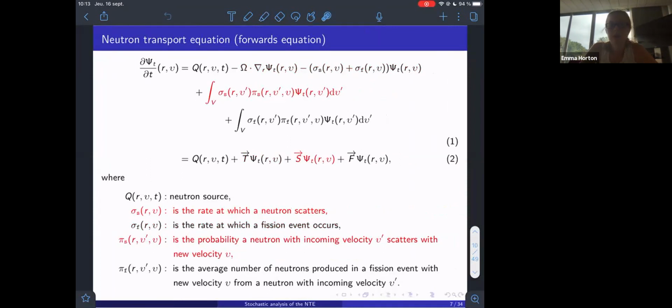And if there was a scattering event, then I'm going to look at all the possible configurations that scattering event could have come from, v prime, and integrate over this. Sigma S is, as I said, the rate at which this scattering event happened, and pi S is the probability that I've scattered from a velocity v prime into the current configuration that I'm interested in, v. So I integrate over all the possible configurations a neutron could have had before the collision that scattered into this configuration.